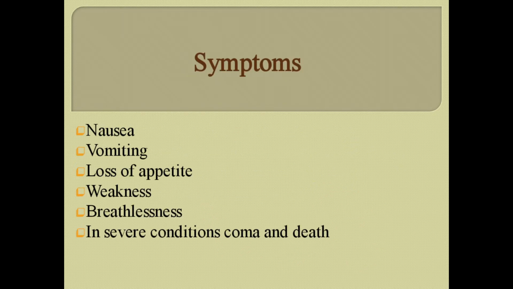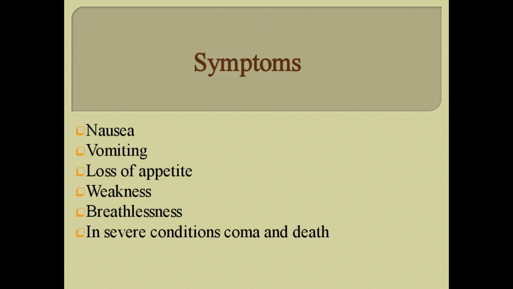This results in the following symptoms. The first is nausea, then vomiting. Loss of appetite means reduced desire to eat. There is weakness and breathlessness. Breathlessness is due to the phenomenon that the kidney produces a hormone called erythropoietin, and this erythropoietin is essential for the development of red blood cells.